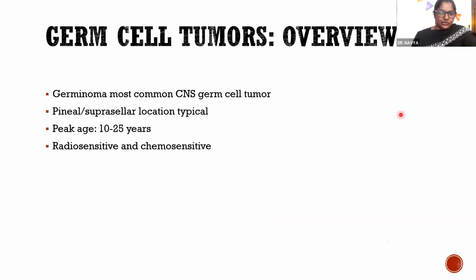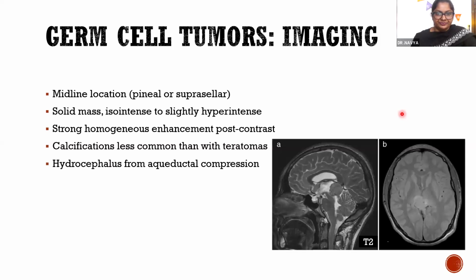And then germ cell tumors. If it is there, mostly it will be a germinoma. Okay, and the usual age is 10 to 25 years. They are radiosensitive and they'll just melt with chemo. So never miss them on the diagnosis.